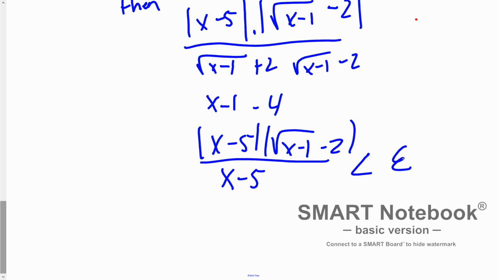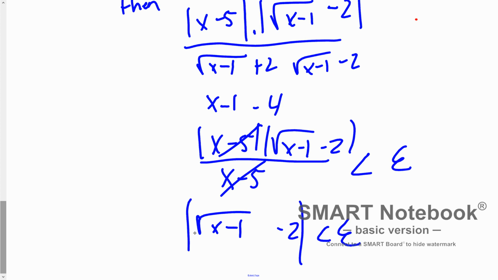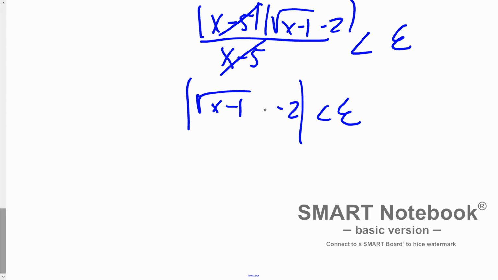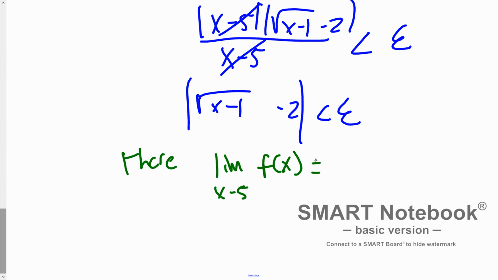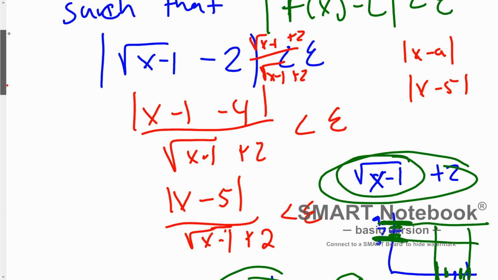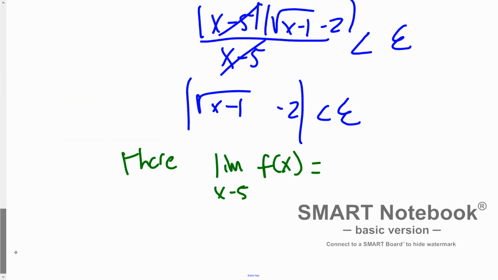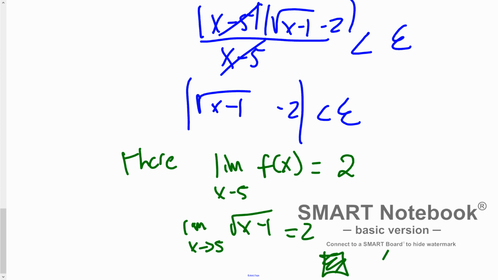This is less than epsilon. All these would cancel, so you get |√(x - 1) - 2| less than epsilon, which is our f of x minus our L. Therefore, the limit as x goes to 5 of f of x equals, what did it equal? What's our L? 2. Equals 2. You can write it like that, or you can write it like this, our function √(x - 1). Done. Or QED.